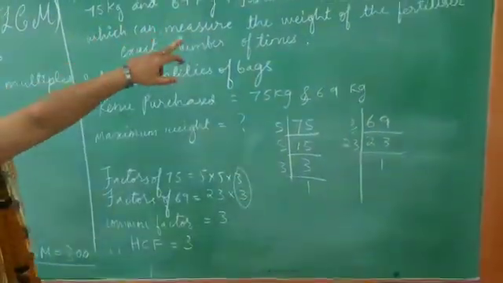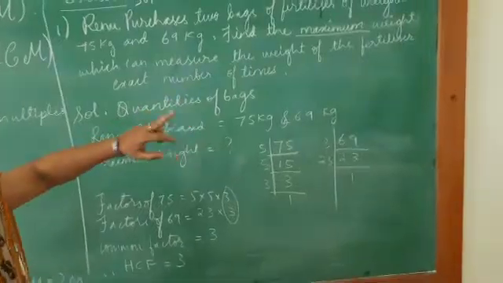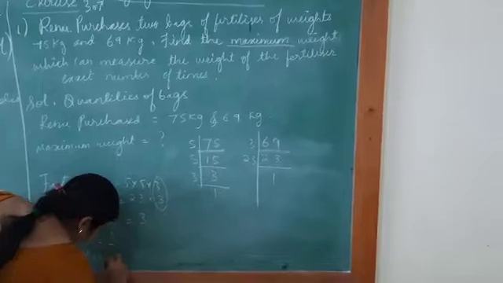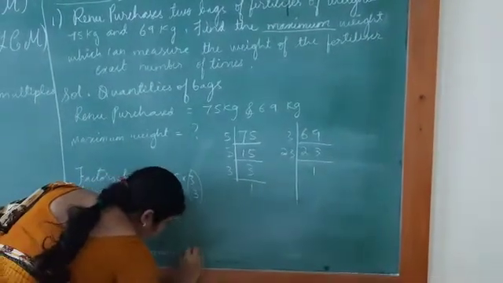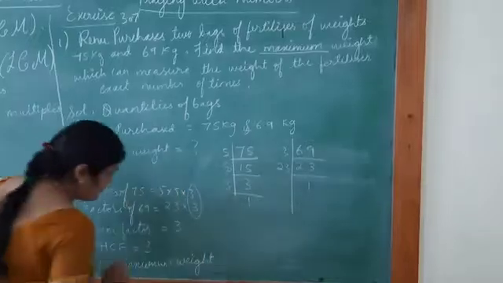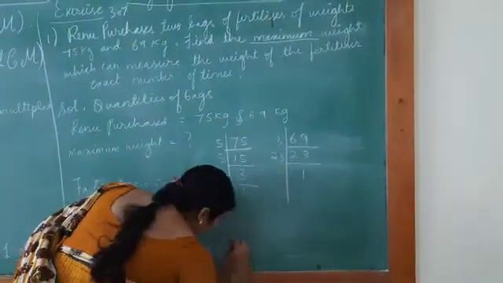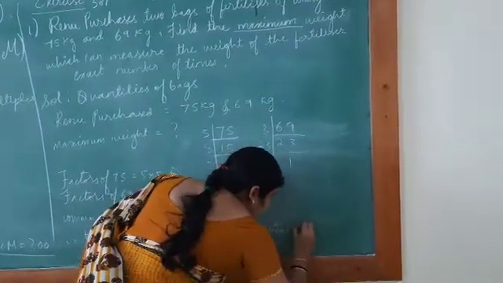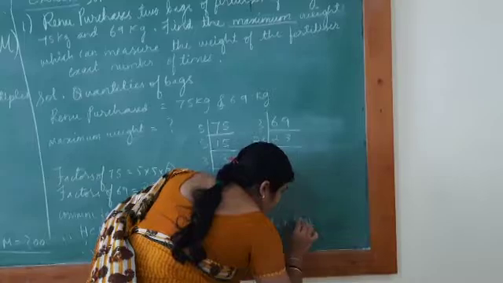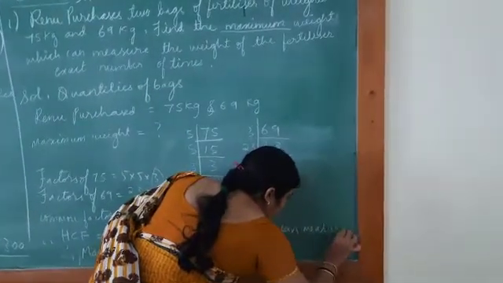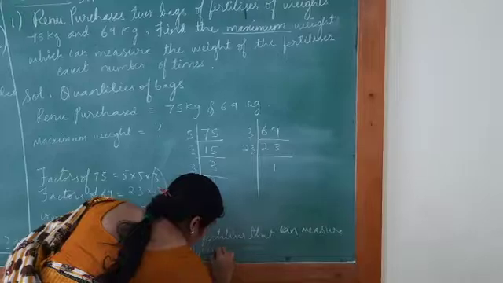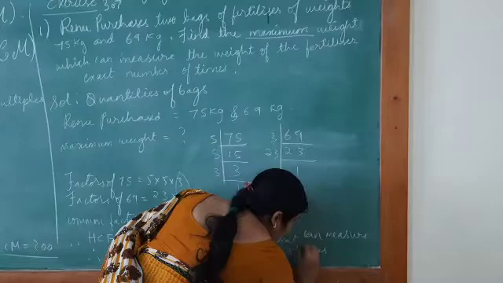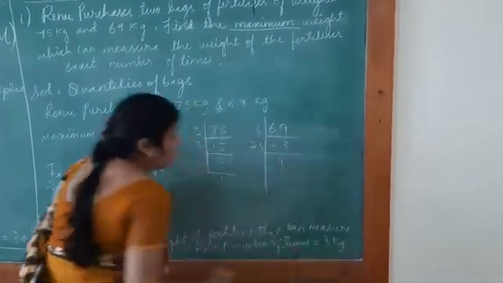So, the maximum weight which can measure the weight of the fertilizer an exact number of times is, therefore, the maximum weight of fertilizer that can measure an exact number of times is equal to 3 kg.